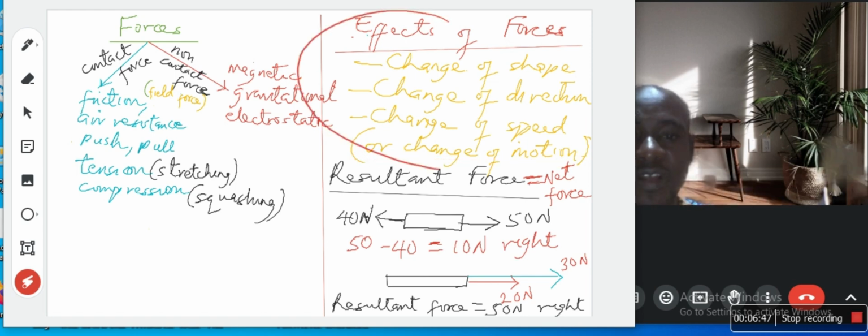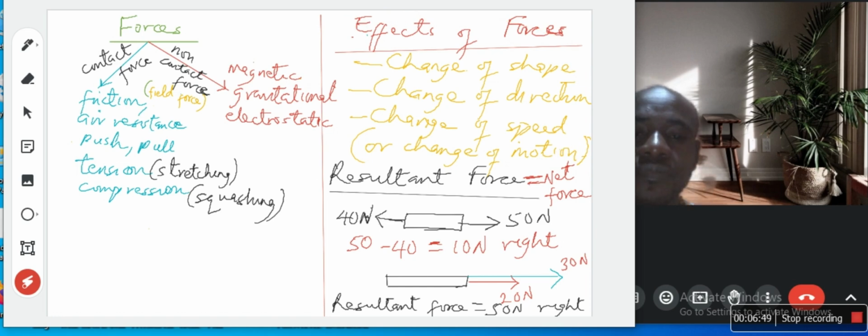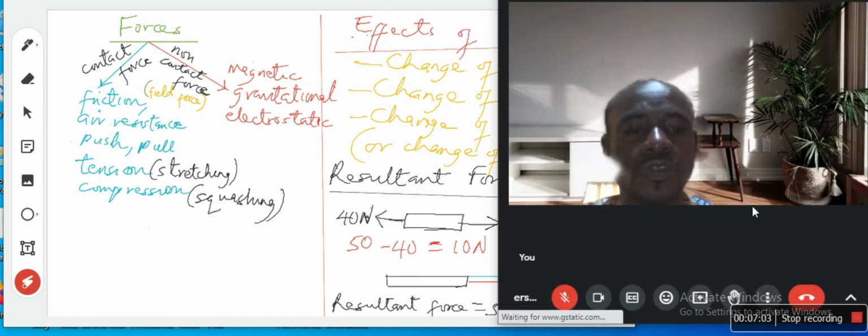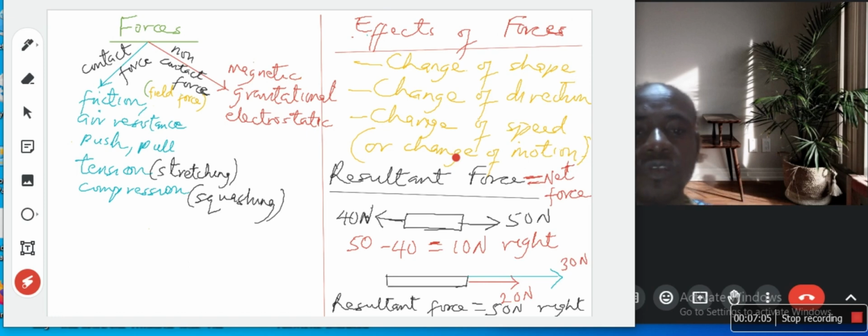So what are the effects of forces again? Change of shape, change of direction, change of speed, or change of motion.